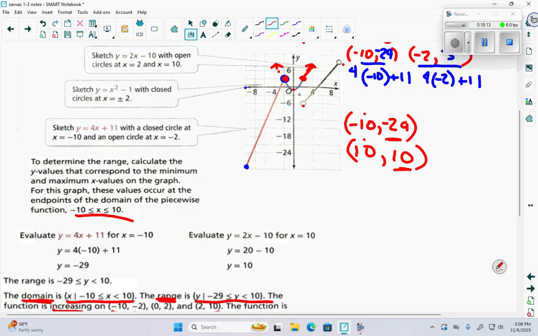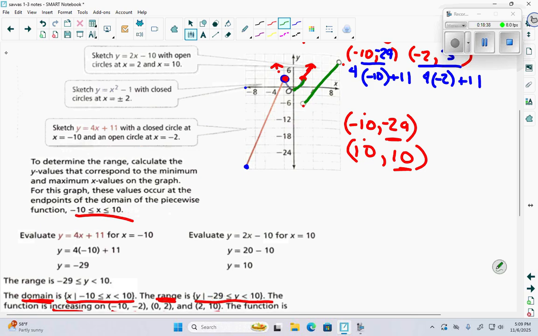Okay, then it's increasing part of the parabola. So the part of the parabola that's increasing, I'm going to do it in green, is from here to here. So that's the part they're talking about in that second one. So it's from 0 to 2. And then we're increasing again from this one, so the x values of that one, that one was from 2 to 10.